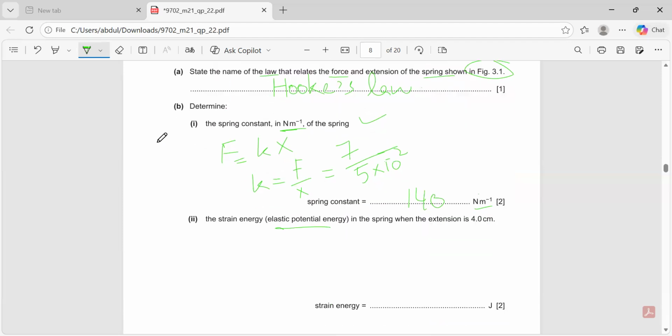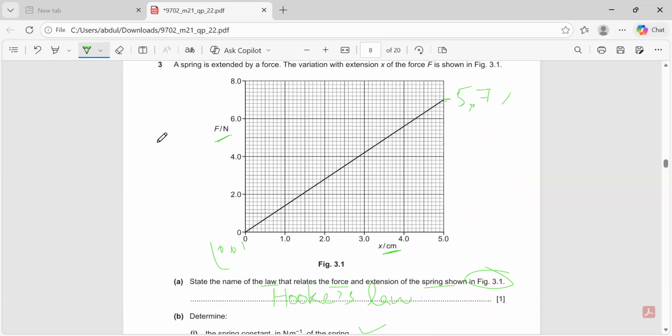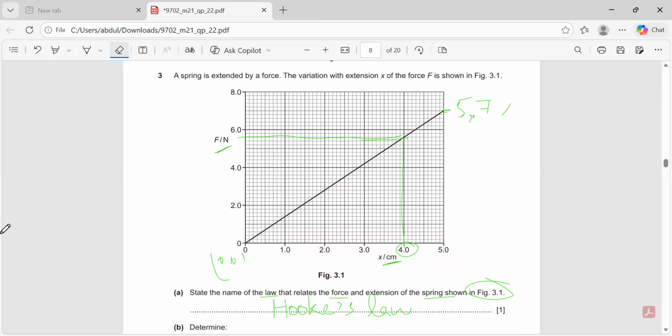Strain energy, the elastic potential energy in the spring when the extension is 4 centimeters. No, not 5. Extension is 4 centimeters. Here it is 4 centimeters. And my dear sons, this one is x, and this should be the value of F. So how much is that? See, this is 4, in the center 5, 5.2, 5.4. So that value of force is coming to be 5.6 newtons, my dear sons. This force is 5.6 newtons, here it is 4.